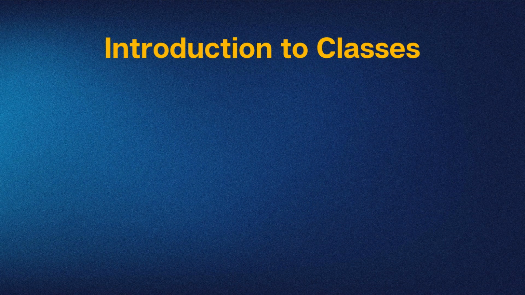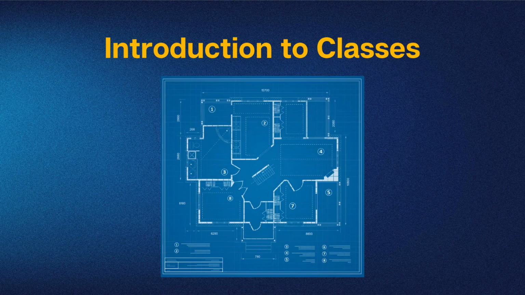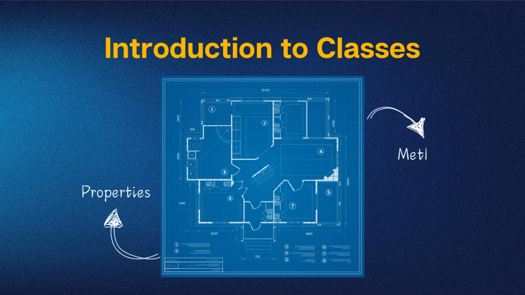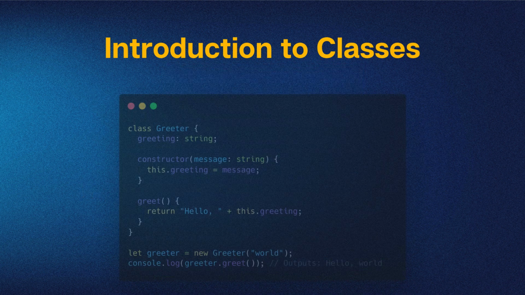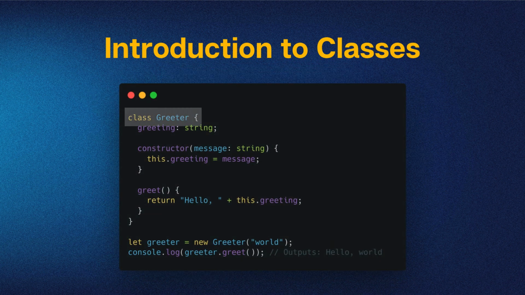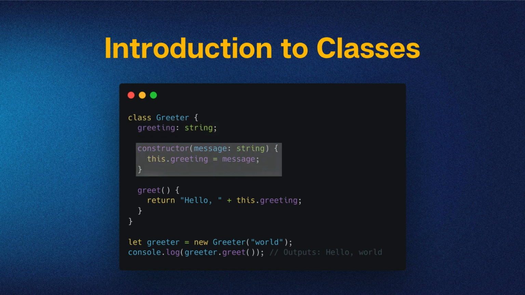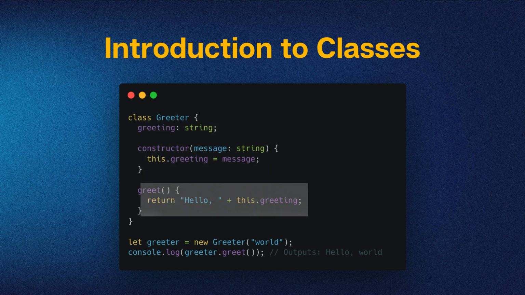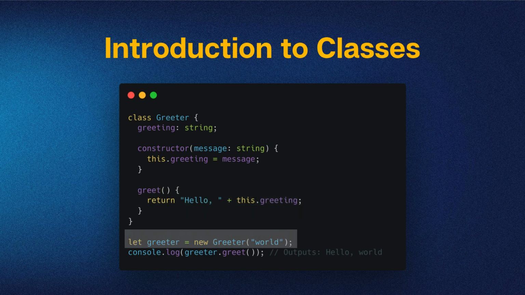Classes in TypeScript provide a blueprint for creating objects. They encapsulate data for the object and methods to operate on that data, much like classes in other object-oriented languages. Here, we define a Greeter class with a property greeting, a constructor to initialize that property, and a greet method to use it. We then create an instance of Greeter and call its greet method.